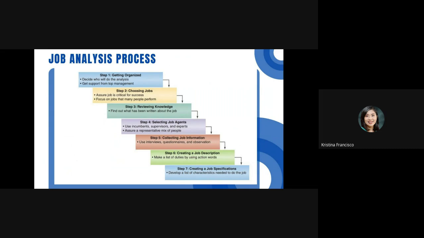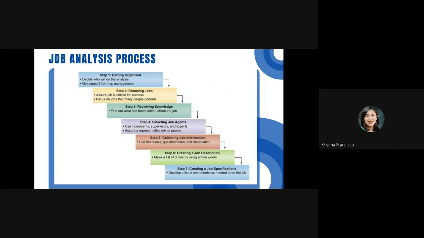After that, we have reviewing knowledge, meaning find out what has been written about the job. Build on existing job data, review current job descriptions and other resources, and use additional information if needed. After that is selecting job agents. Use incumbents, supervisors, and experts as your primary or secondary resources.